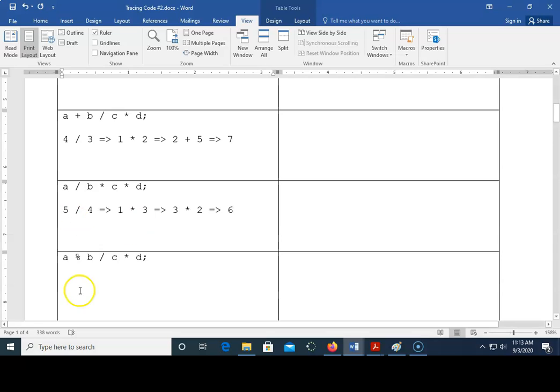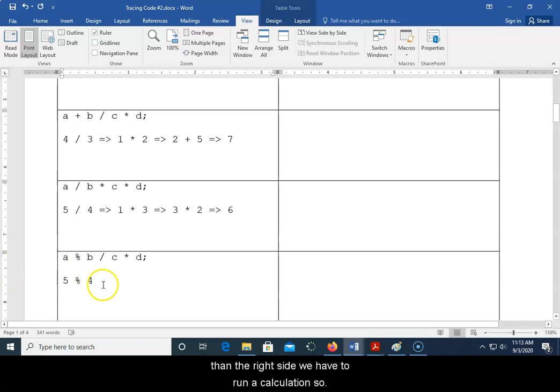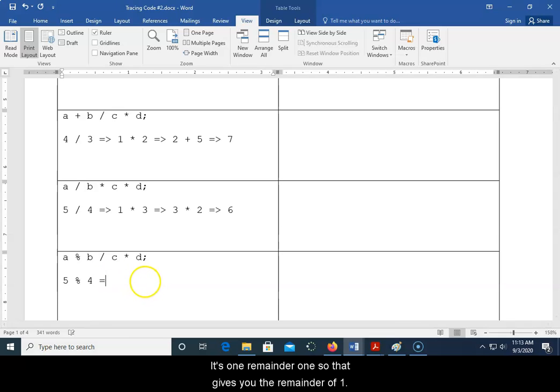Okay. Next up, we got 5 modulus 4. Let me think about this real quick. 5 modulus 4, how many times does it go in? Since the left side is greater than the right side, we have to run the calculation. It's 1 remainder 1, so that gives you the remainder of 1. 1 divided by 3 gives us 0, and 0 times anything, but in this case 2, is 0.